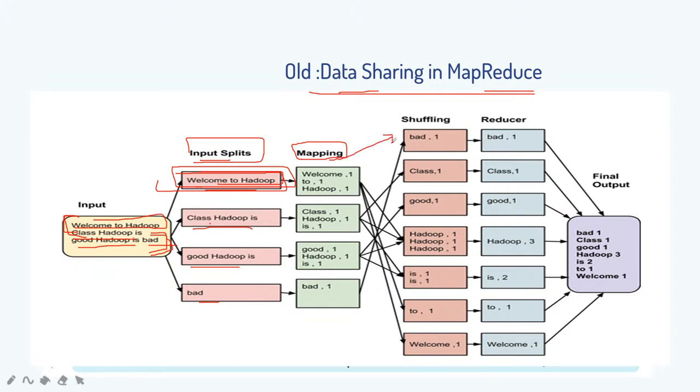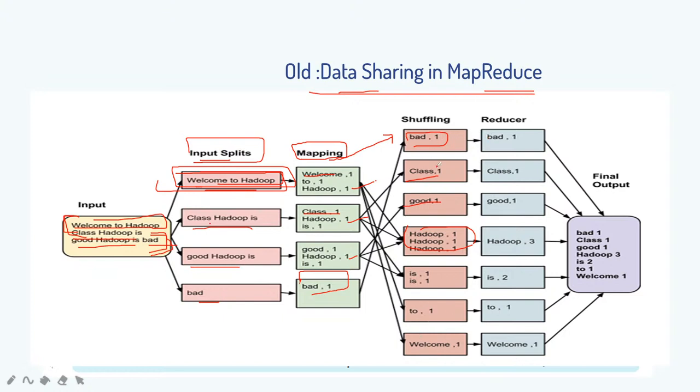So shuffling the data is nothing but based upon the matching it will divide the data. Here you can see bad is repeated for only one time, so it automatically enters into the first, and class is repeated for only one time and automatically it's shuffled, and then good is repeated for only one time, so it's shuffled. Then Hadoop, we have the Hadoop word in the first mapping and the second mapping and the third mapping. So here we will have the same Hadoop word repeated three times, so that is called shuffling. Okay, so like that it will shuffle the data.